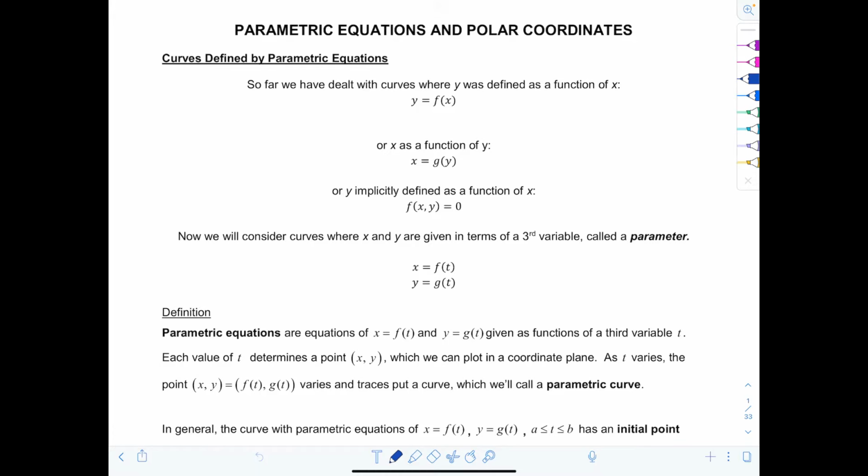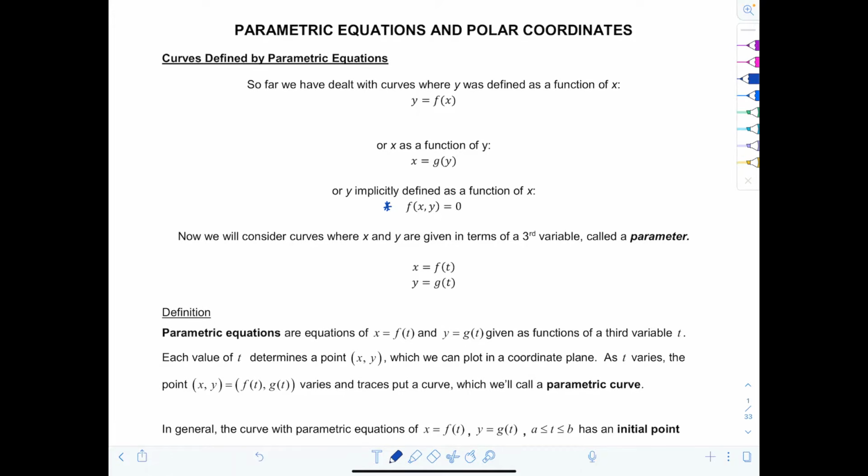So far, we've dealt with curves where y was defined explicitly as a function of x. So we dealt with equations where we could write y equals f of x. Or in some cases, x was defined as a function of y, and usually we would refer to that as x equals g of y or something like that. And then we've also dealt with curves where y was implicitly defined as a function of x. So remember, in those situations, we would write f of x, y is equal to 0 or a constant. So in this third case, you're not always able to explicitly solve for y in terms of x, but no problem, right? We've learned how to take derivatives, etc.